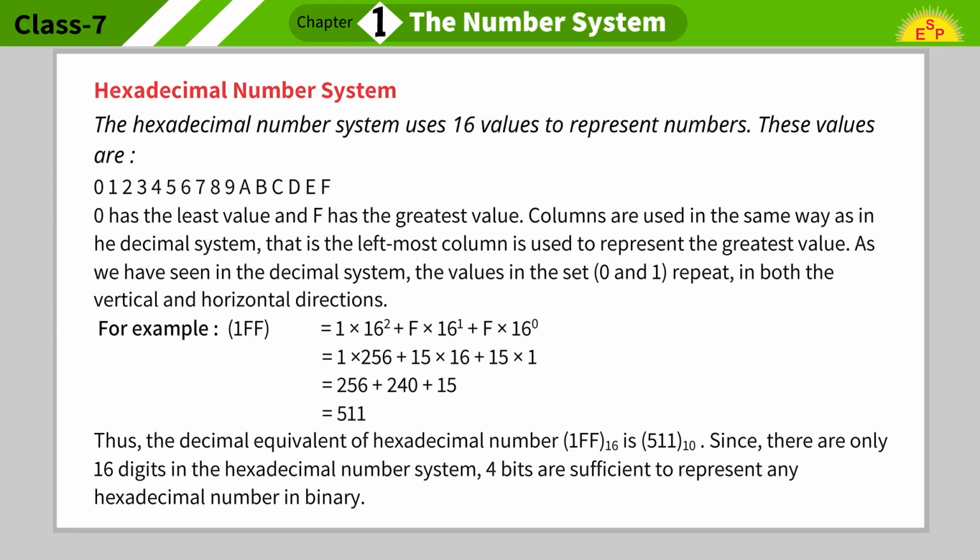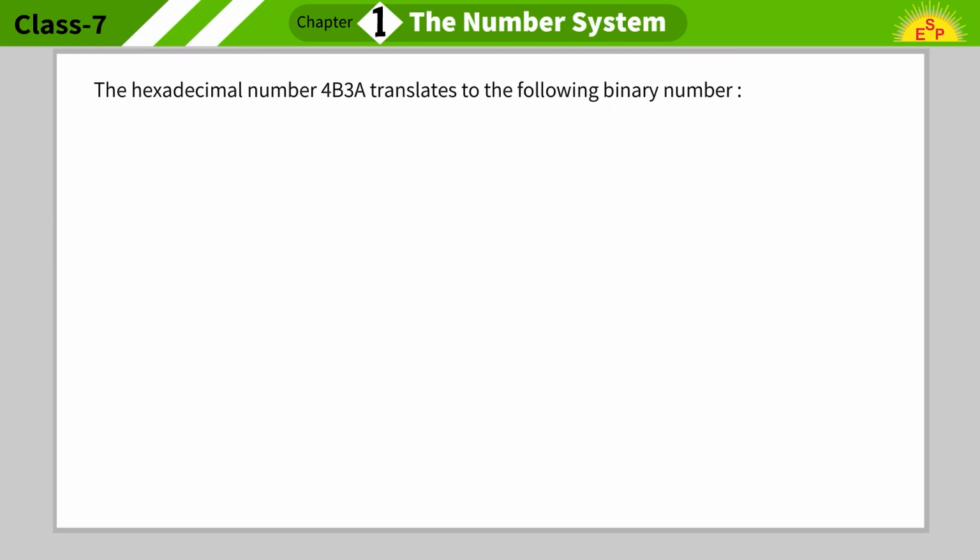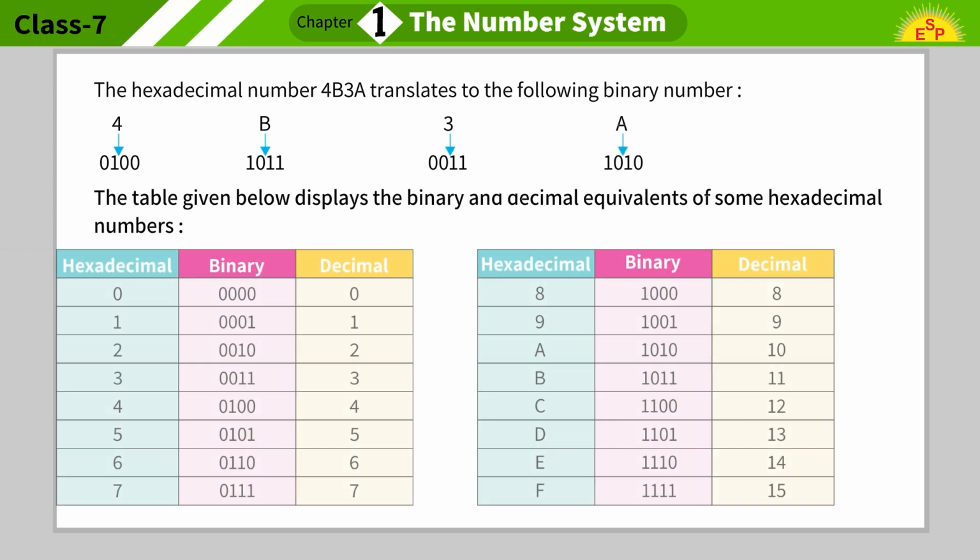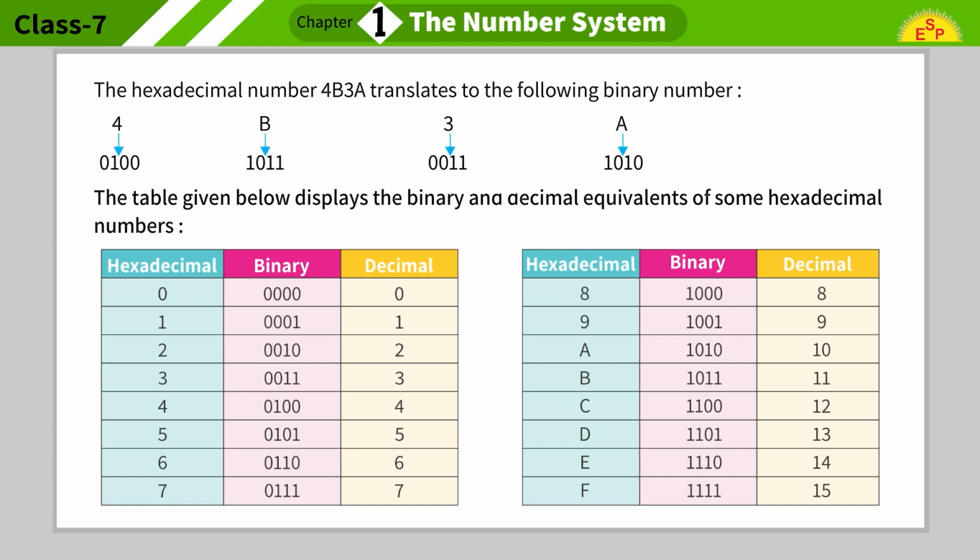For example, the decimal equivalent of hexadecimal number 1FF base 16 is 511 base 10. Since there are only 16 digits in the hexadecimal number system, 4 bits are sufficient to represent any hexadecimal number in binary. The hexadecimal number 4B3 translates to the following binary number: 4 is 0100, B is 1011, 3 is 0011. A is 1010. The table given below displays the binary and decimal equivalents of some hexadecimal numbers.